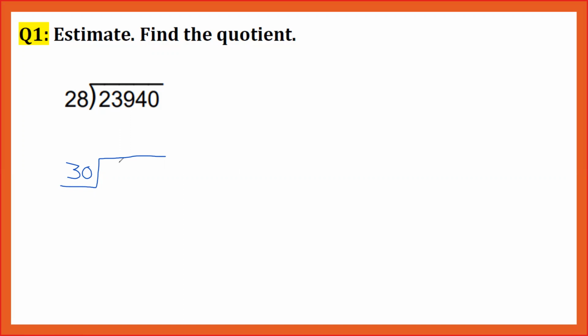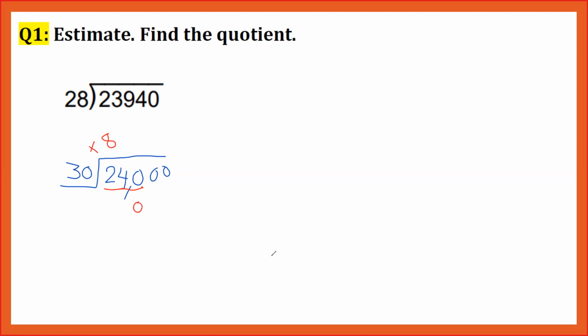After that, I will ask myself, how can I estimate 23,940 to a number that is close to it and can be divided by 30. When I think about it, I will find that the number will be 24,000. After that, I will divide 24,000 by 30. 24 divided by 30, I cannot. So now I will divide 240. 240 divided by 30 is 8.